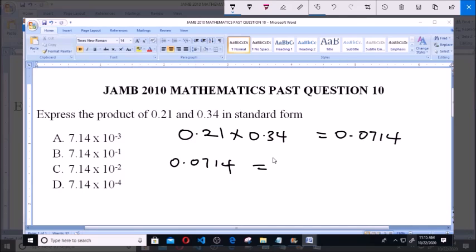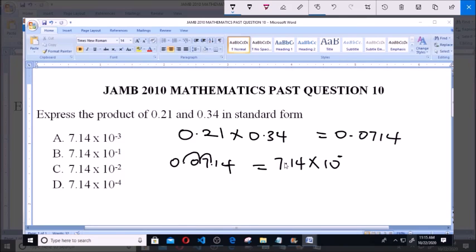Now to write this in standard form, we have to move this decimal place to after a whole number, that is, we have to move it to the first significant figure, which is 7 here. Moving it to the right will make the power negative, and if we're moving it to the left, the power will be positive. Moving to the left will not give us a significant figure, so moving to the right gave us the significant figure 7.